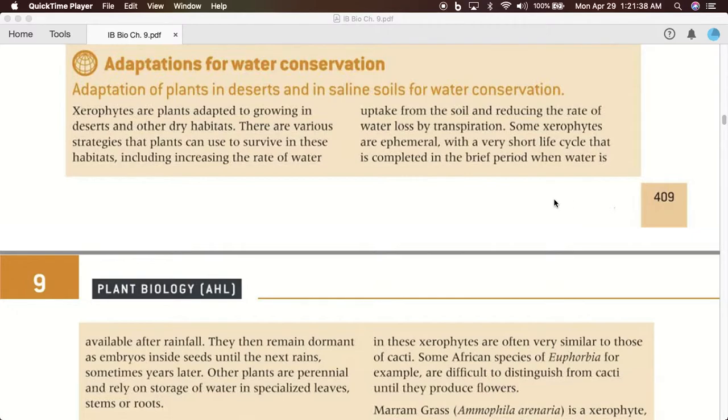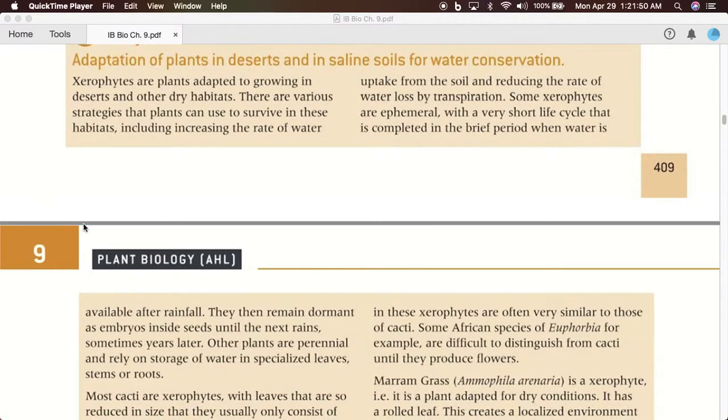One class of plants are called xerophytes, and they're plants that grow in deserts and other dry habitats. So one of the things that they do to try to increase their water retention is that they will have a dormant period, and their embryos will not grow until it rains, to say that there's going to be enough water to support their growth from an embryo into an actual plant.